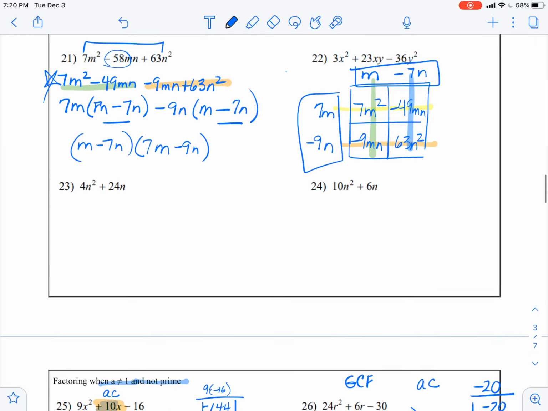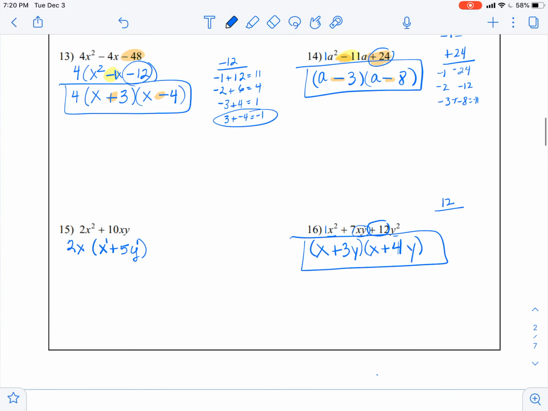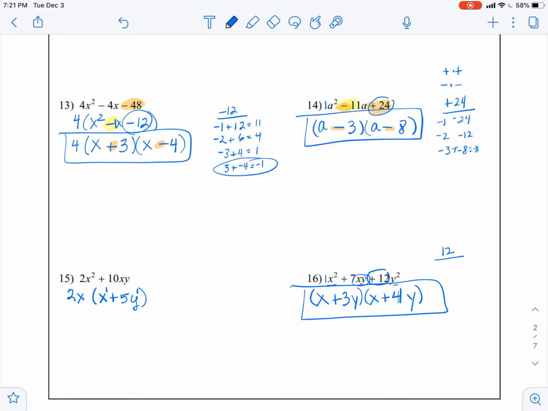Okay, guys? So even all the way back, I'm going to go all the way back up, when we were just doing these up here that were with 1 in a guess and check, you could actually do the AC method on there. I probably wouldn't, but you definitely could. Okay, so good luck on those.